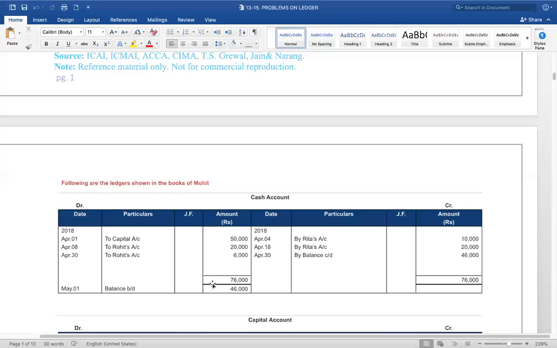Now, if you see this is a bold line, it is implied that it's a twin line. You are underlining these totals, but here you're not underlining. Okay. You have to just leave it like that. And this is the cash account.